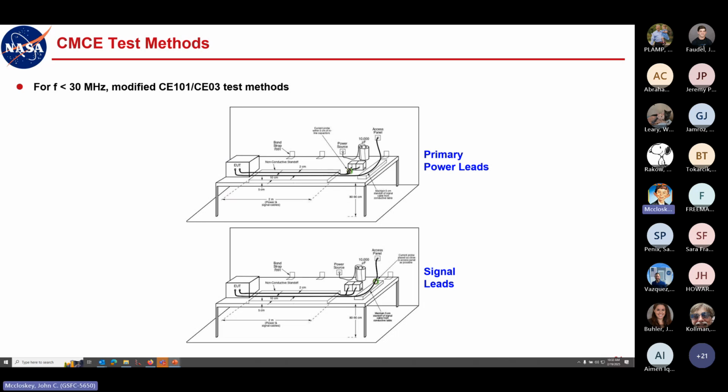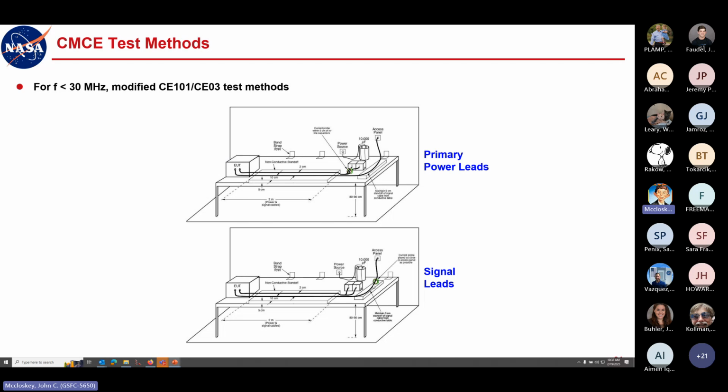So for below 30 megahertz, we use these modified CE101 and CE03 test methods. On the primary power leads, we'll put the current probe around both the send and return leads. It could be a group of leads, right? For current capacity, you might have multiple wires here, but you run around the entire bundle, positive and negative leads, and near the capacitor network for reasons that I'll talk about presently.